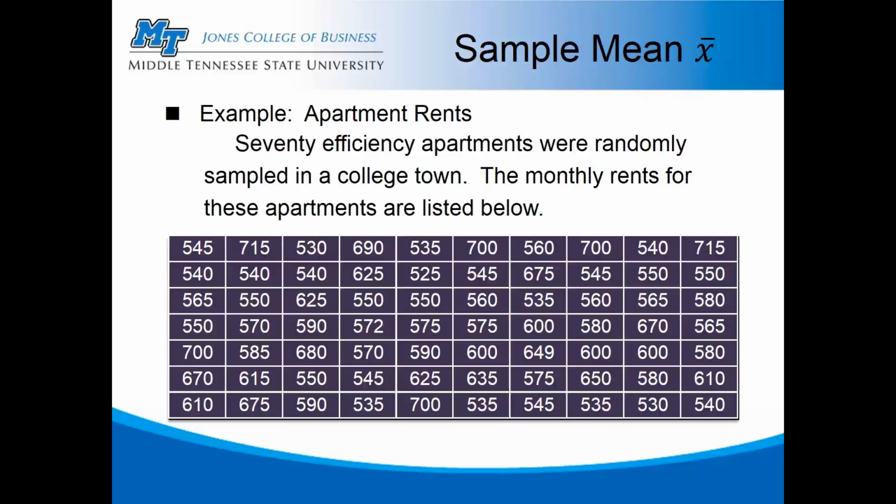Now, the example that they had inside these PowerPoint slides dealt with apartment rents. They had 70 apartment rents, and they used these numbers to illustrate the different concepts. But this is really too large a data set for me to explain the different properties about the sample mean. So I'm going to use a smaller size data set to explain what the properties are.